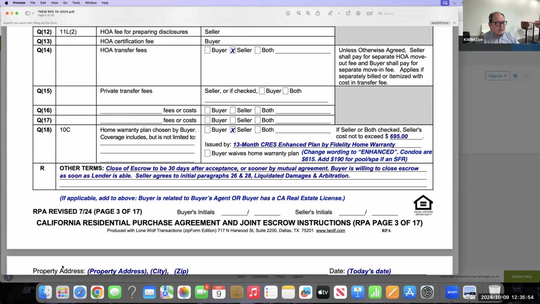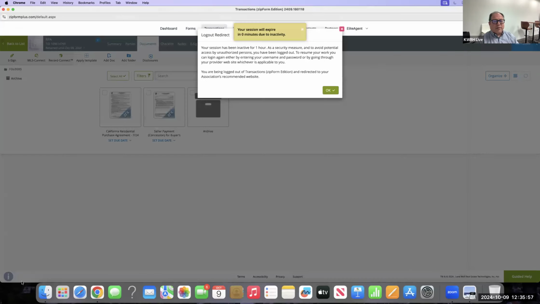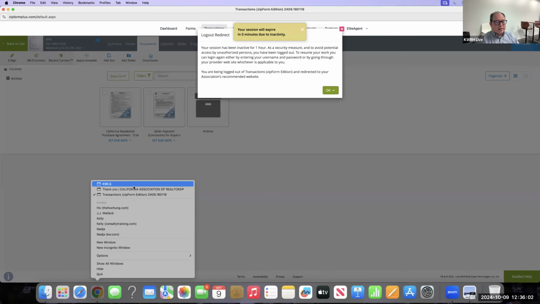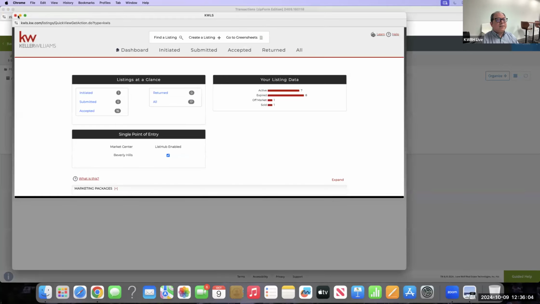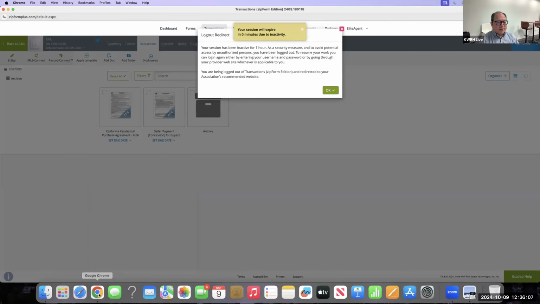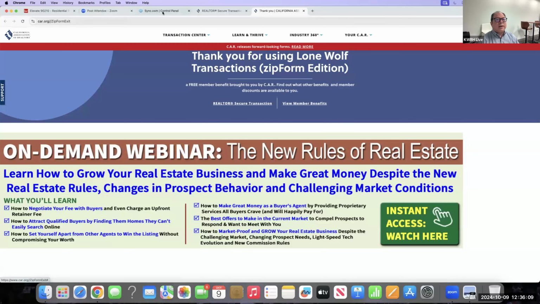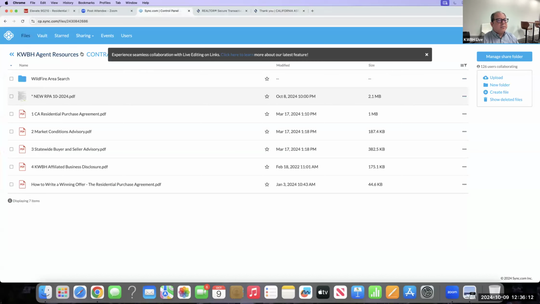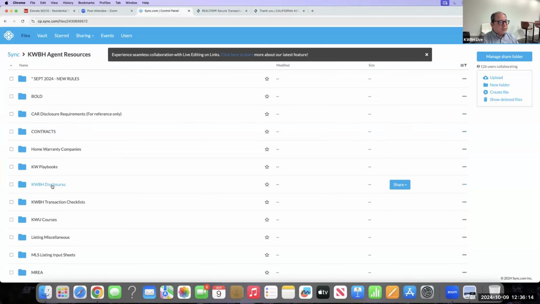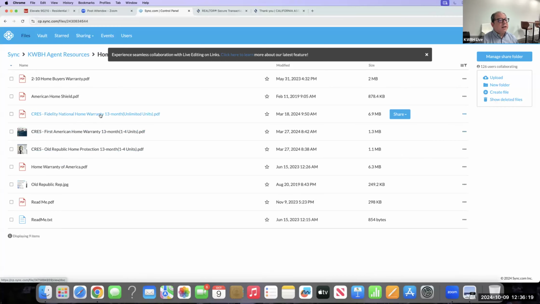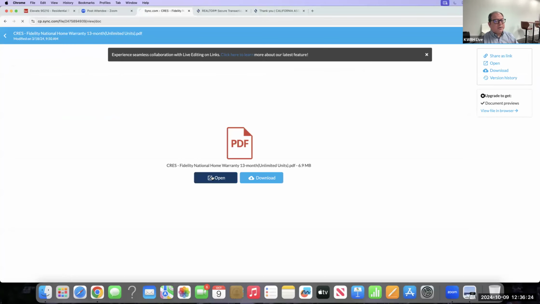Now, I have a shared folder. I'm just going to show you. In my shared folder, one of the folders is called home warranty company. Here's the Fidelity National Home Warranty. I'm going to open it and show it to you. So this is what a home warranty looks like. It's an insurance policy paid for by the seller.